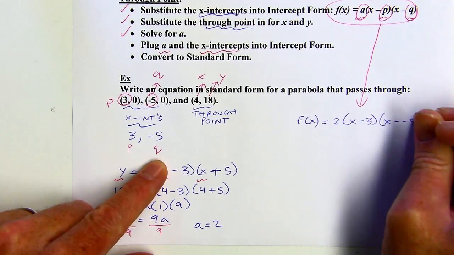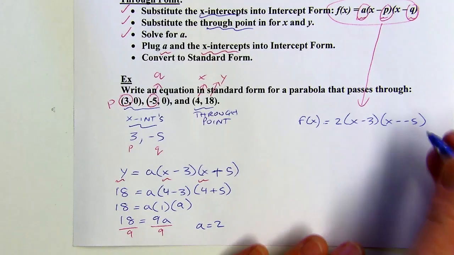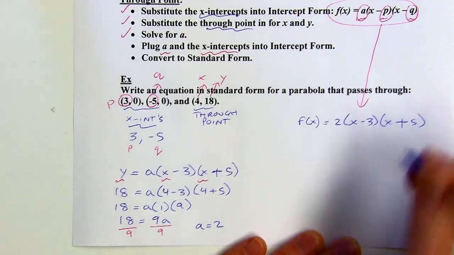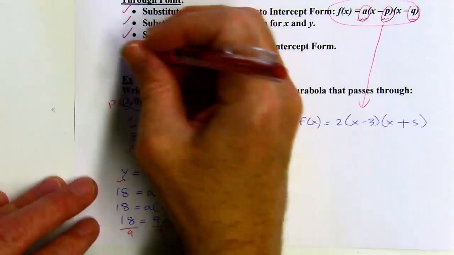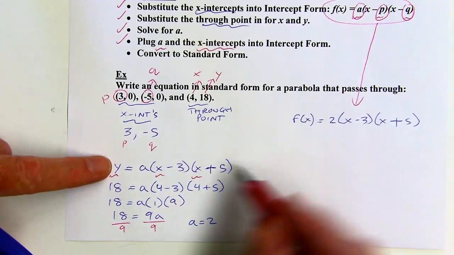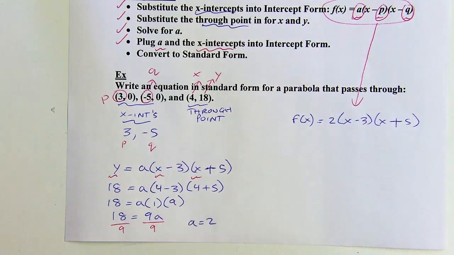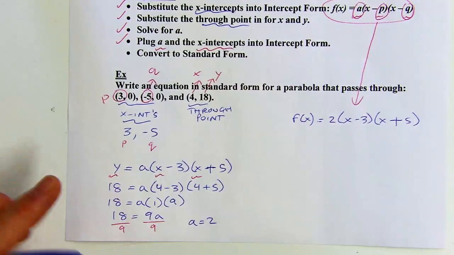Q value is -5, and again I got that double negative, so I want to write it as a positive. Okay. All right. So now I've got my equation. It really looks just like this, except with that a value plugged into it. Okay. And the last step, I want to convert this to standard form.